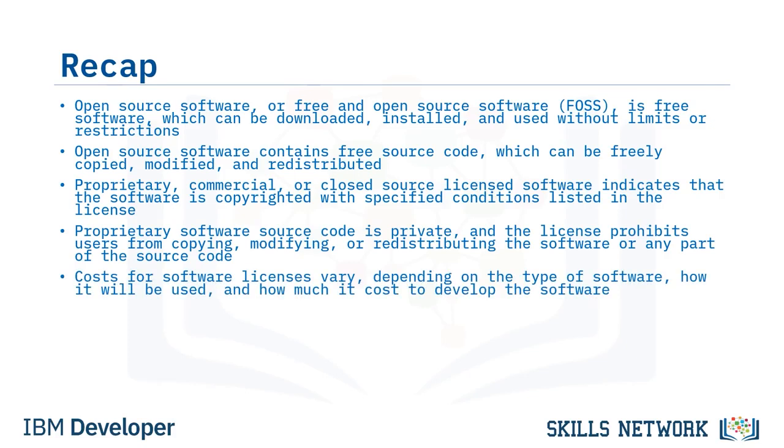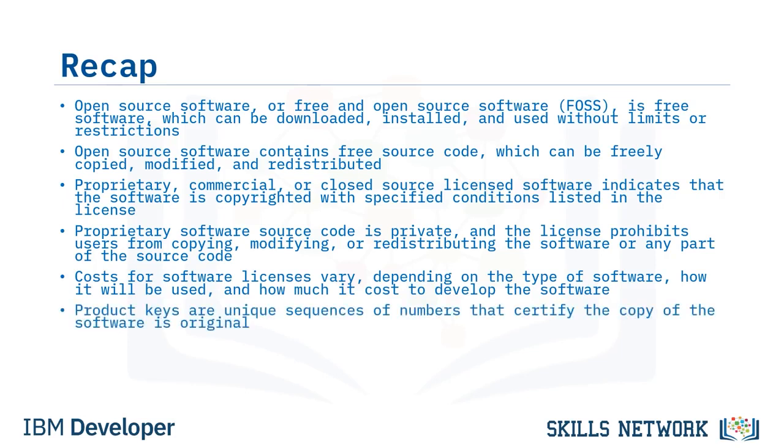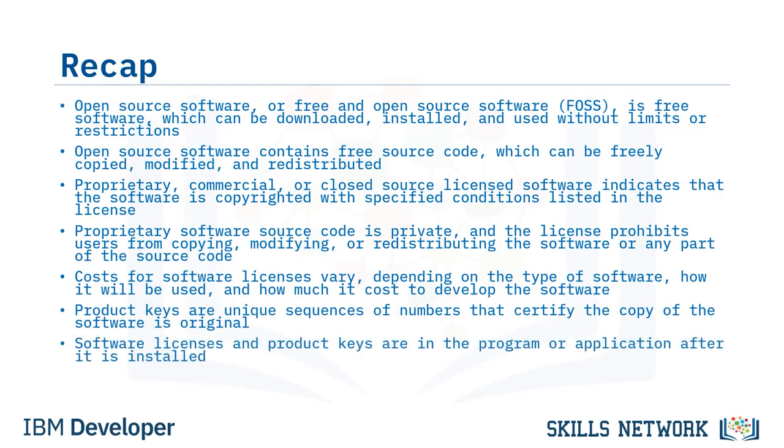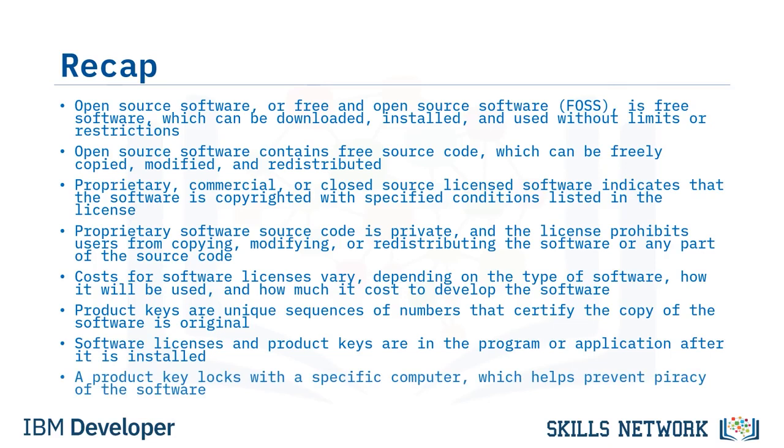Costs for software licenses vary depending on the type of software, how it will be used, and how much it costs to develop the software. Product keys are unique sequences of numbers that certify the copy of the software is original. Software licenses and product keys are in the program or application after it is installed on your computer. And a product key locks with a specific computer, which helps prevent piracy of the software.